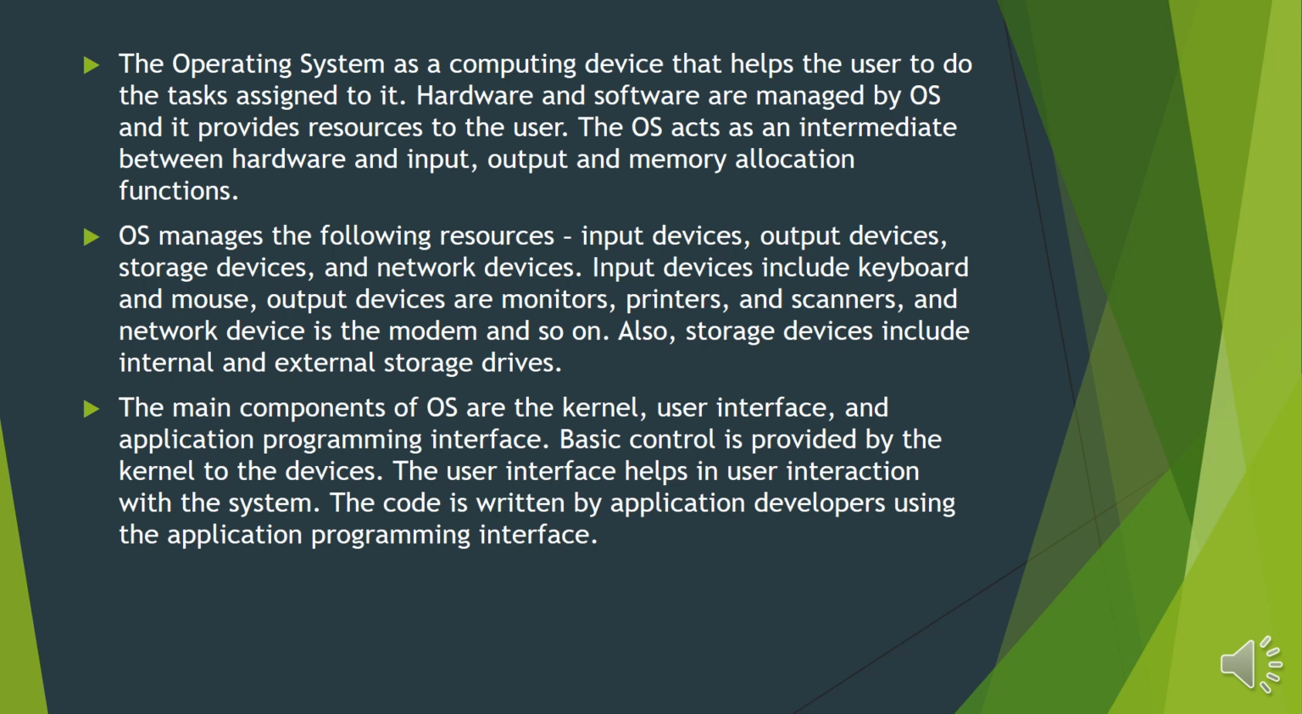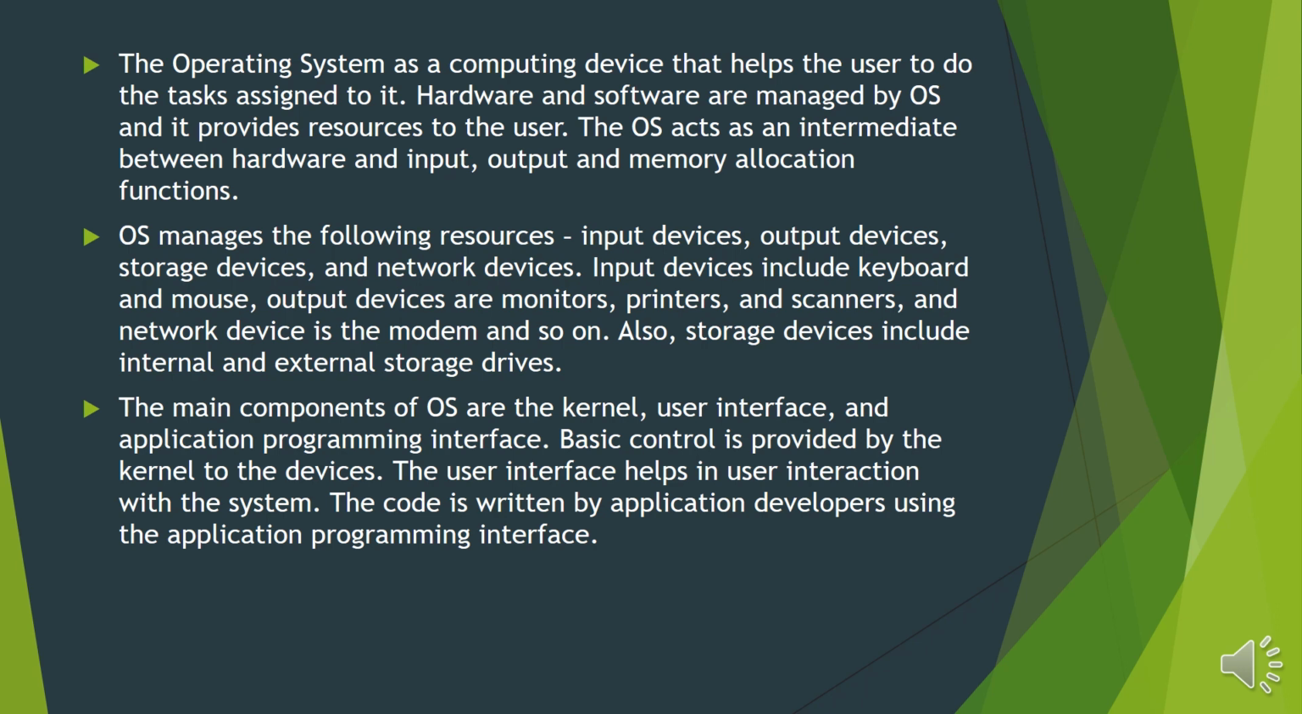Now, the operating system acts as an intermediary between the hardware and the input, output, and memory allocation functions. That is to say that the hardware is being managed by the operating system, the input and output processing tasks are being coordinated by the operating system, as well as managing the memory of the computer system. When we talk about the memory of the computer system, that's where we talk about the RAM and the ROM. That is the primary memory, and then the auxiliary memory.